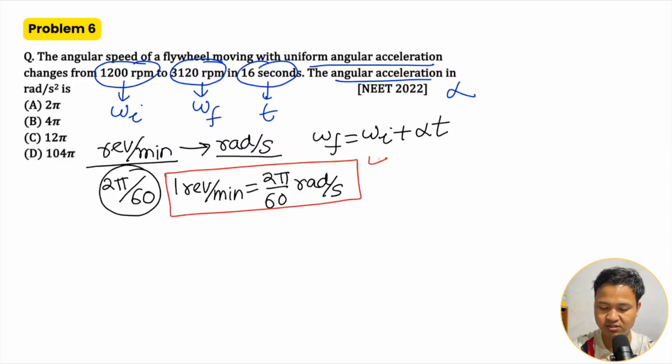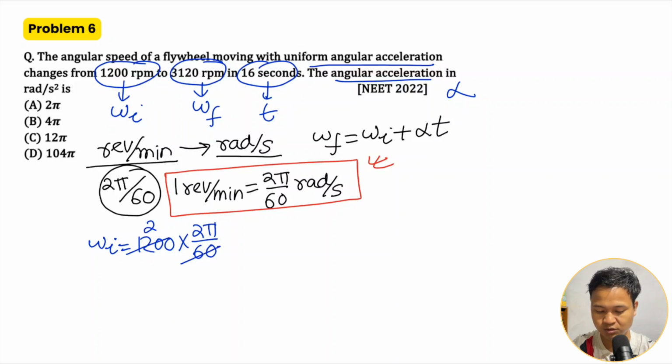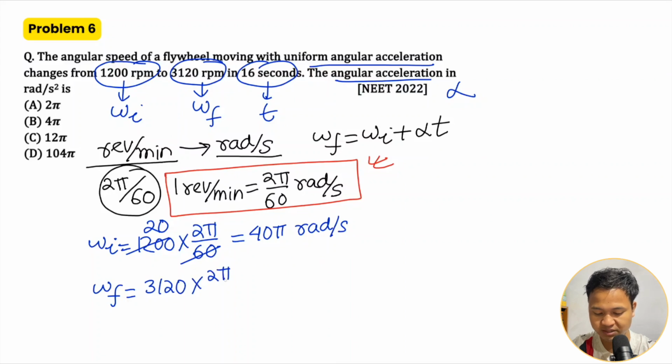This is your conversion unit. Omega initial is 1200 into 2 pi by 60, which gives 40 pi radian per second. Now omega final is 3120 into 2 pi by 60. The zeros cancel, so 6 5s are 30, 6 2s are 12, 2 2s are 4, 2 5s are 10, giving 104 pi radian per second.